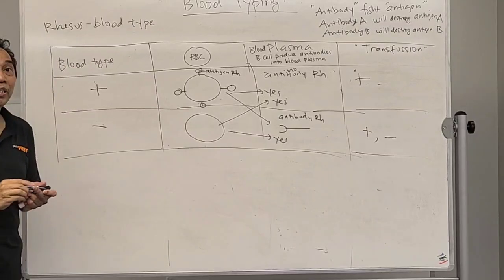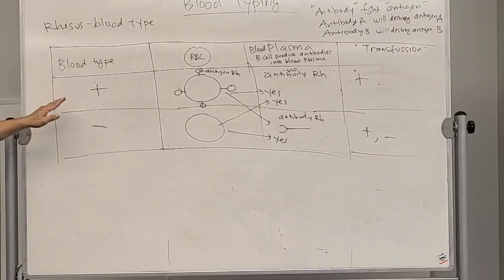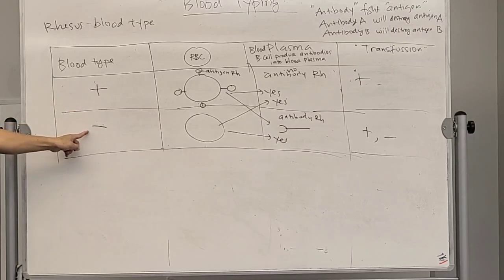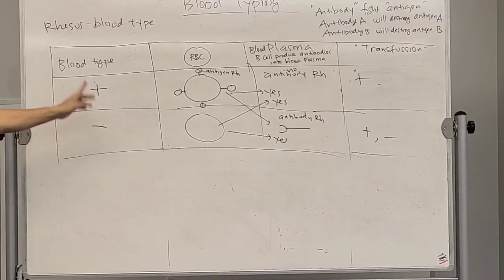Okay? Now from this information, can you tell me which one is the donor, which one is the recipient? Positive, donor or recipient? Recipient. How about negative? Is the donor. He can give to anybody.